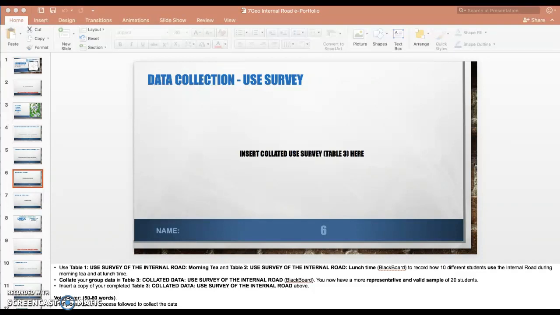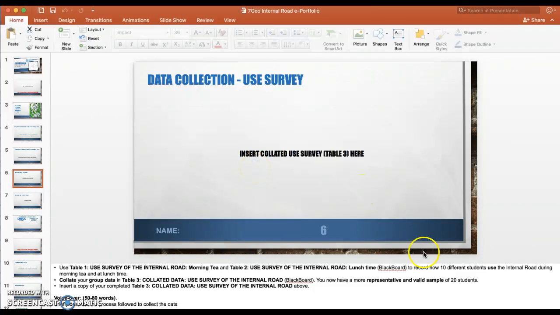So you should have worked with a partner to do this. Otherwise, just grab someone's information from the opposite time that you went. So if you went at morning tea, you need to grab someone's lunchtime data, or the other way around, right? It's not a big deal if you didn't have a partner. So you needed to then collate your group data, and this is what we're going to talk about today. The collated data is what needs to be put on this slide here for slide 6.